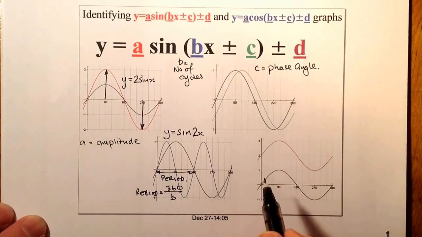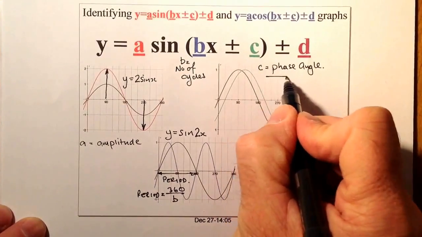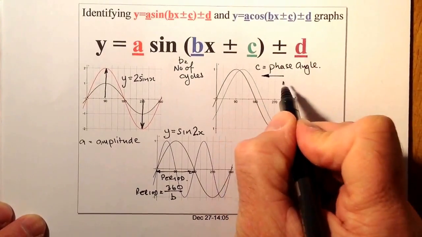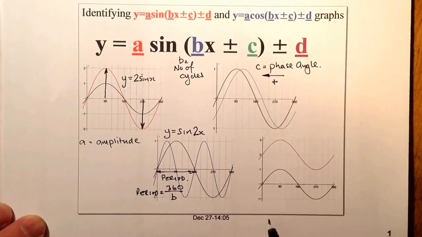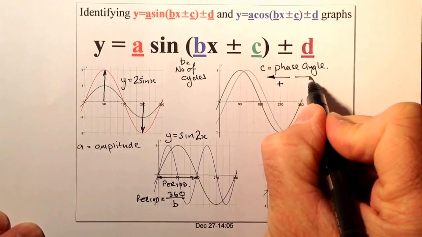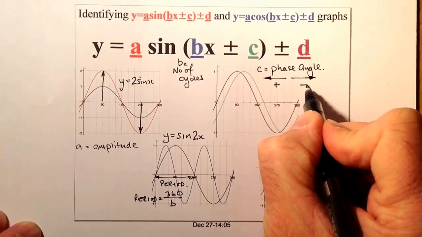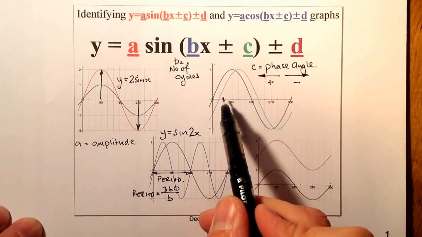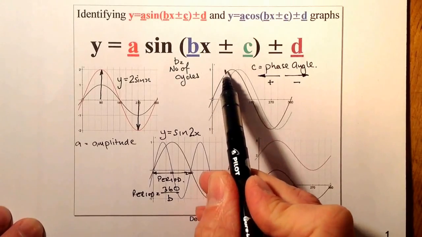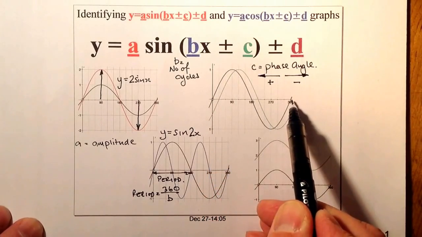Okay, so the phase angle, if I'm moving the graph to the left, now this is where it's strange, that would be positive, and if I move the graph to the right, that would be negative. Okay, if I look at this graph here, I can see that the normal sine graph is the black one again.